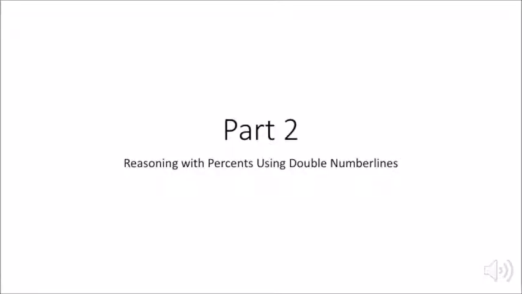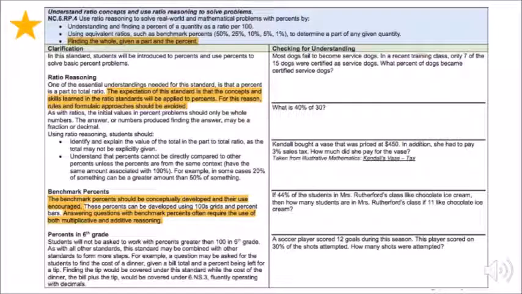This is the second video in a series of 2 that addresses reasoning with percents. This video addresses North Carolina Math Standard 6 RP4, use ratio reasoning to solve real-world and mathematical problems with percents by finding the whole given a part and the percent. In this video, we will be exploring how to find the whole when given a part and the percent.